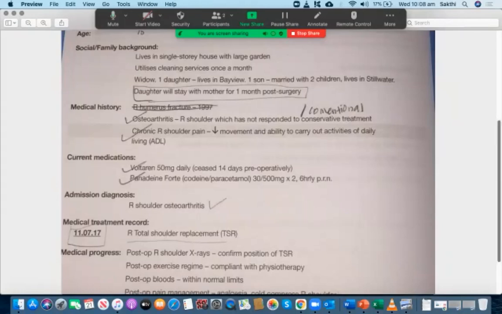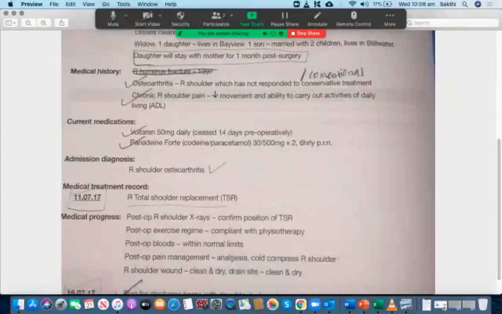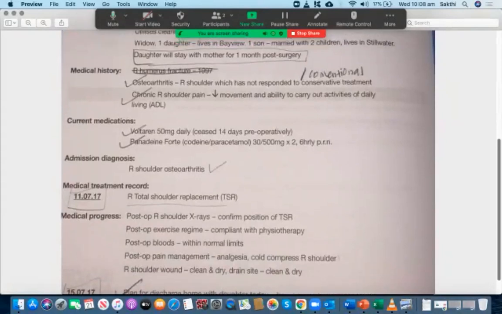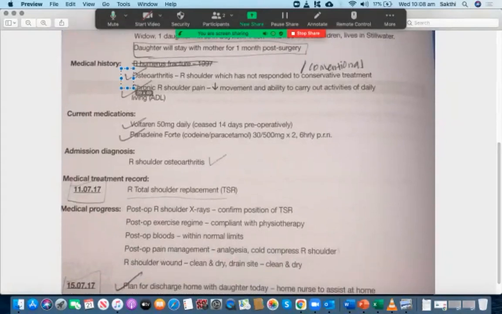It's not responded to conservative treatment, that's all right. Chronic shoulder pain. These are all relevant. You should have mentioned it. Did you mention this medical history? The arthritis pain is included. Yes, but did you write it down? Did you write it down in your notes?